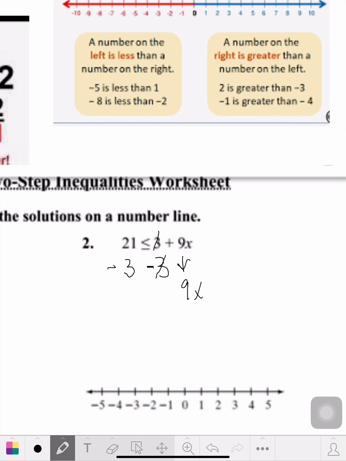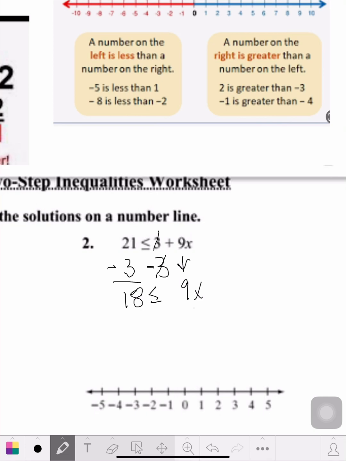Now 21 minus 3 is 18. The sign carries down and doesn't change, because we didn't divide or multiply by a negative number. Now we still have the x attached to a 9, so it's 9 times x.